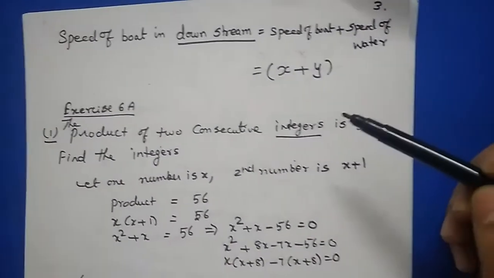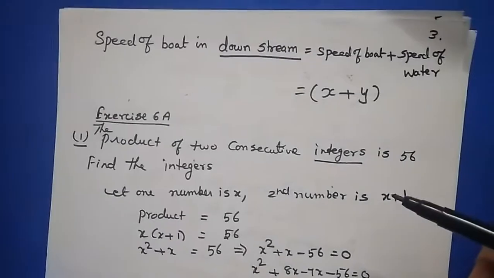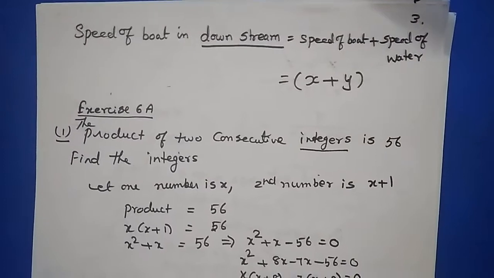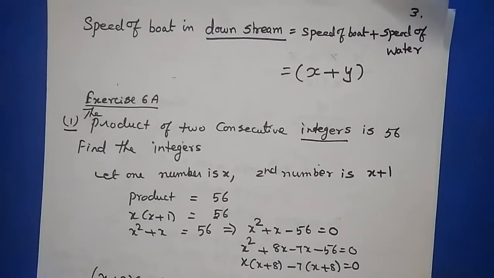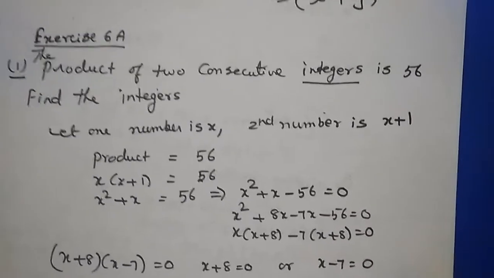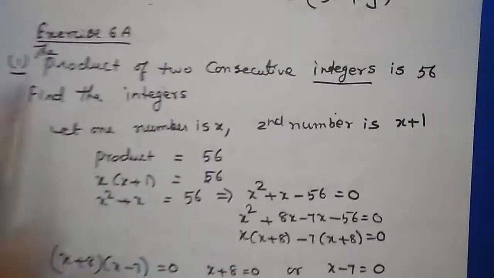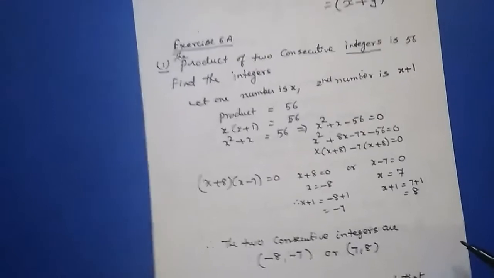Now, I am going to solve a few questions from all the exercises, 6A to 6E. I am going to solve them and explain the different questions. You can solve the other questions later. The first question: the product of two consecutive integers is 56. Exercise 6A, question number 1. Find the integers. Here it is given integers. It may be negative integers or positive integers. It is not a natural number or whole number.